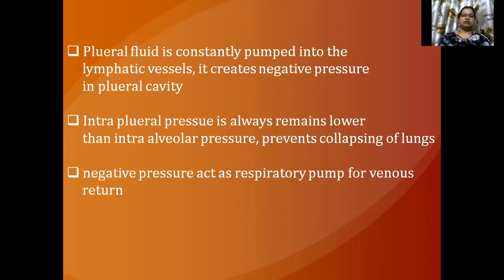Pleural fluid is constantly pumped into the lymphatic vessels. It creates negative pressure in the pleural cavity. Intrapleural pressure always remains lower than intraalveolar pressure. It prevents collapsing of the lungs. Negative pressure acts as a respiratory pump for venous return, so the blood from the lower part of the body reaches the heart.